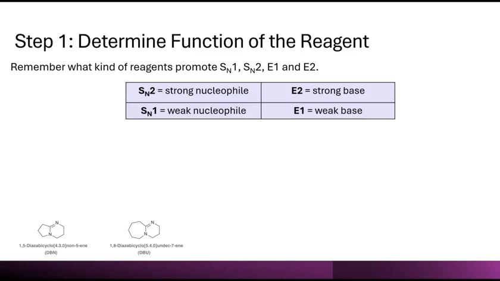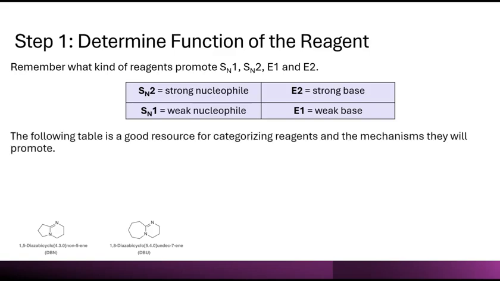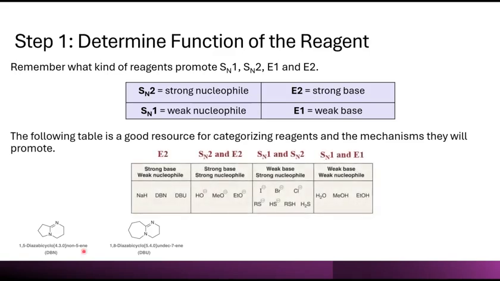Step 1. Determine the function of the reagent. For SN2, strong nucleophile. SN1, weak nucleophile. E2, strong base. E1, weak base. The following table is a good resource for categorizing reagents and mechanisms they will promote. E2, strong base, weak nucleophile. So sodium hydride, DBN, and DBU. The structures of DBN and DBU are shown here below.